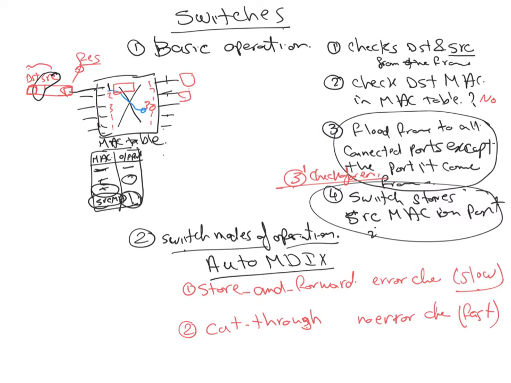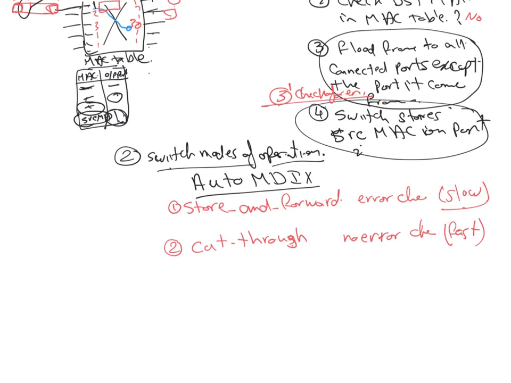That's why cut through has two sub modes of operation. Does anyone know these two modes of operation? Cut through has two sub modes of operation. What are these? Muhammad Zayhan, go ahead. Fast forwarding and fragment free. What is the difference?